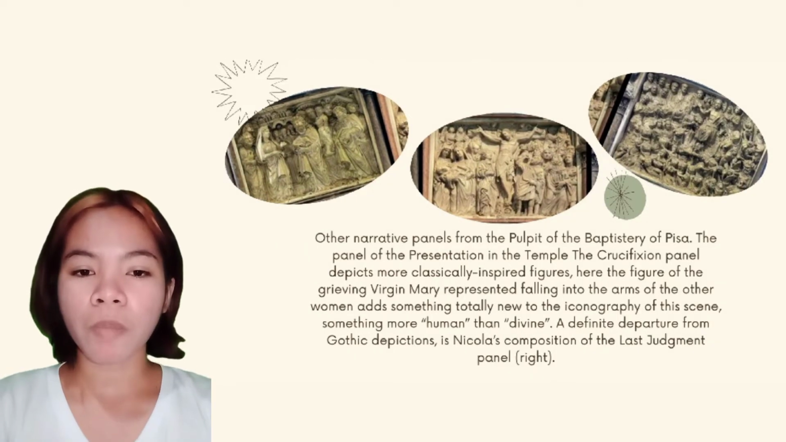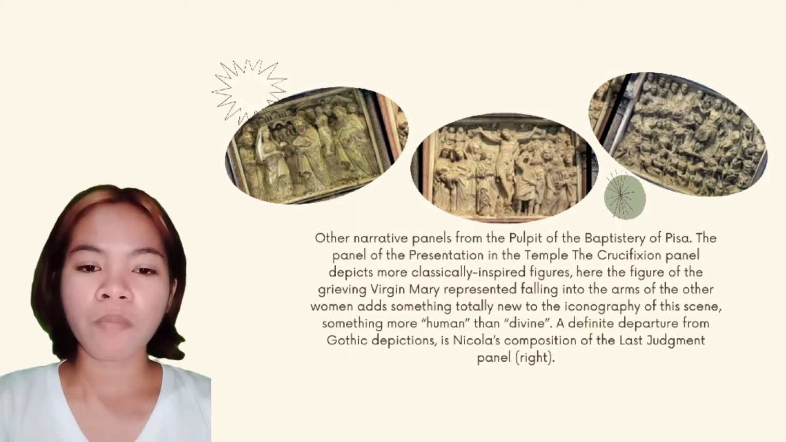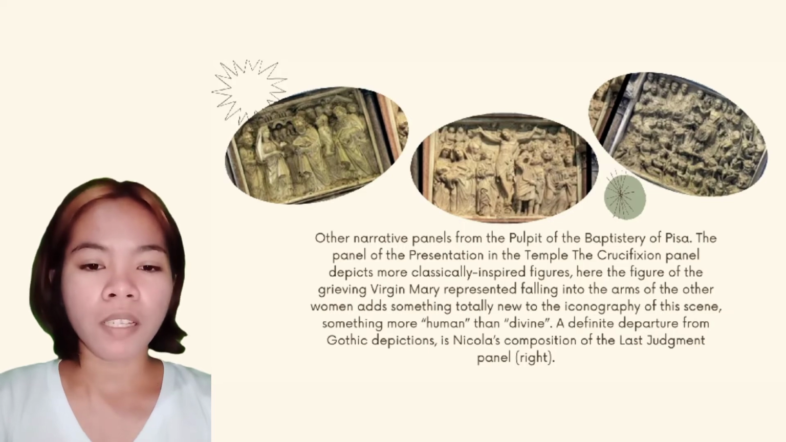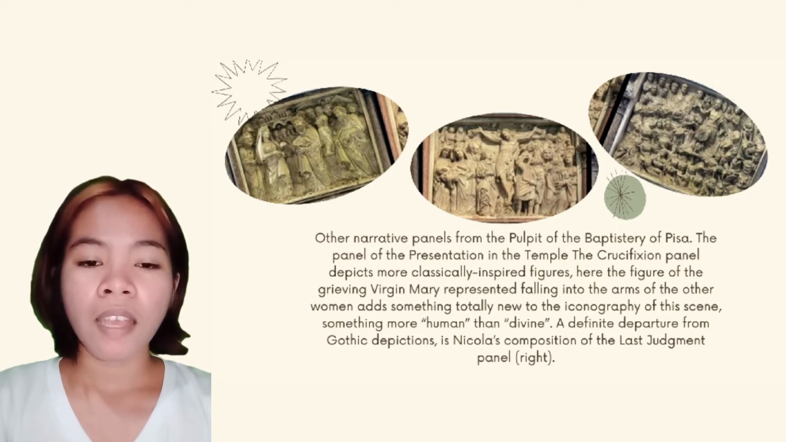Other narrative panels from the pulpit of the Baptistery of Pisa, the Presentation in the Temple and the Crucifixion panel, depict more classically inspired figures. Here the figure of the grieving Virgin Mary is represented falling into the arms of the other women. The left corner of the panel adds something totally new to the iconography of this scene, something more human than divine. A definite departure from Gothic depictions is Nicola's composition of the Last Judgment panel.